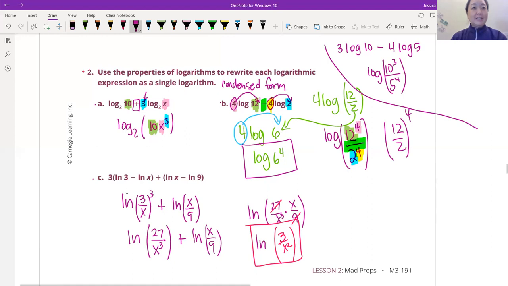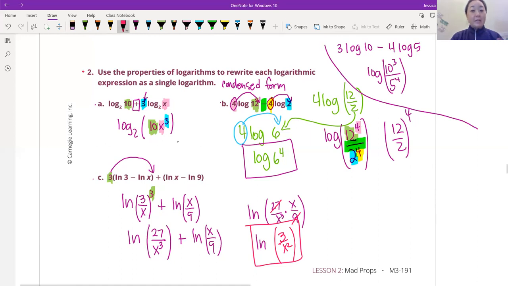And here, this was interesting. Let's look inside the parentheses. We've got to do those first. So we're going to go natural log of 3 divided by x, because that's subtraction, and we're going to bring in that cube right there. So there's my 3. Then we're going to do the same thing for the second one: it's just going to be natural log of x divided by 9, because it's a minus.